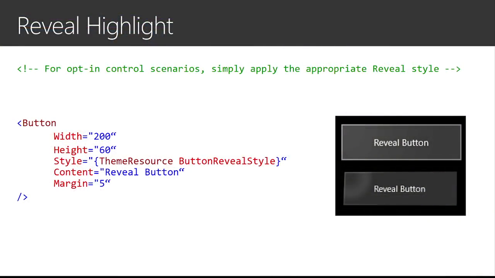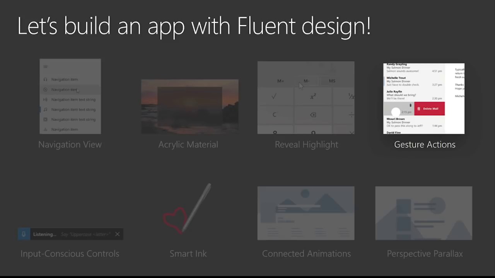So if we go back to the deck, the code snippet is very simple. Deriving stuff from the button reveal style or the other set of reveal styles, and you can go read up about all of them up on the doc site. So that's reveal. So next one we want to talk about is gesture actions.